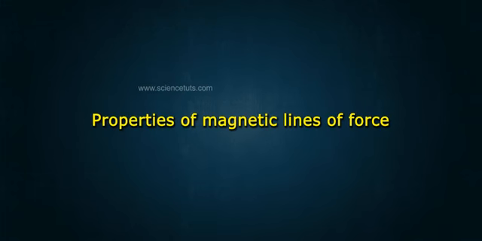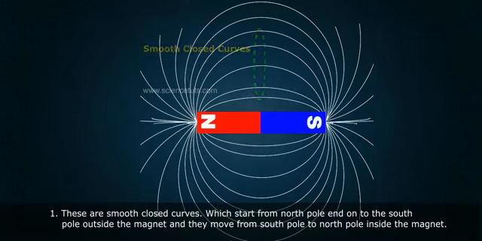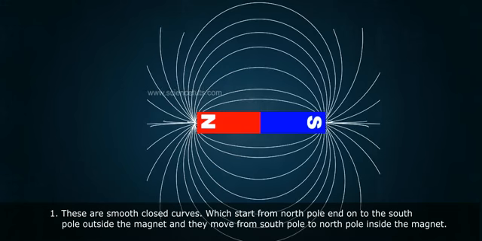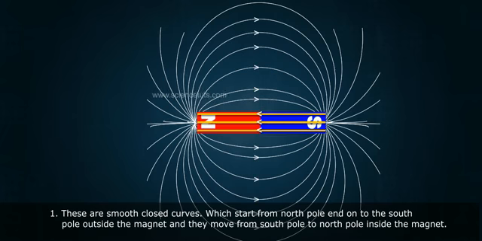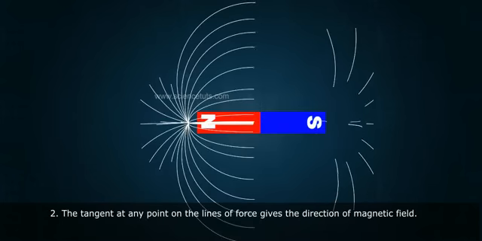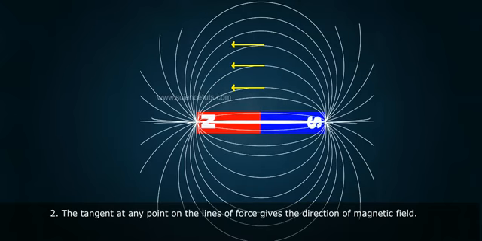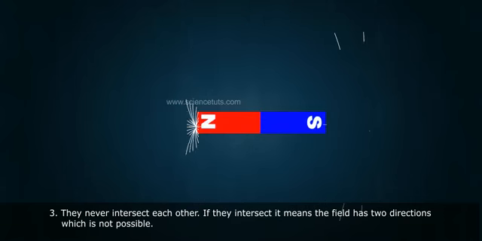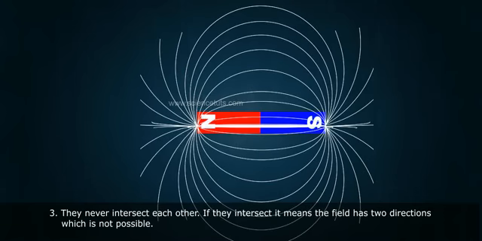Properties of magnetic lines of force. 1. These are smooth closed curves which start from North Pole and end on the South Pole outside the magnet, and they move from South Pole to North Pole inside the magnet. 2. The tangent at any point on the lines of force gives the direction of the magnetic field. 3. They never intersect each other. If they intersect, it means the field has two directions, which is not possible.